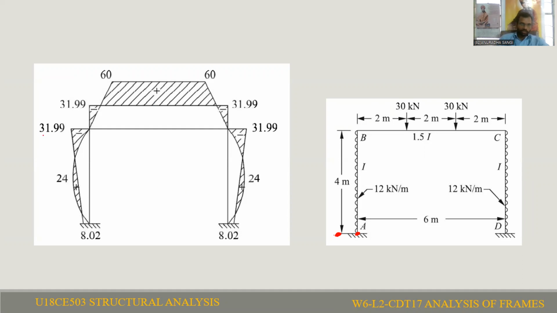At B, we have 31.99. So that ordinate we also have to look at. 31 is something more than 8 point. Here also the 31.99 ordinate we need to look at, because the moment at C will be the same. And the moment at D is 8.02, that ordinate also we need to look at.